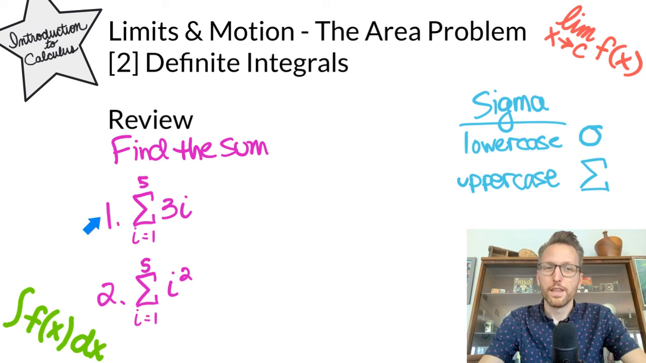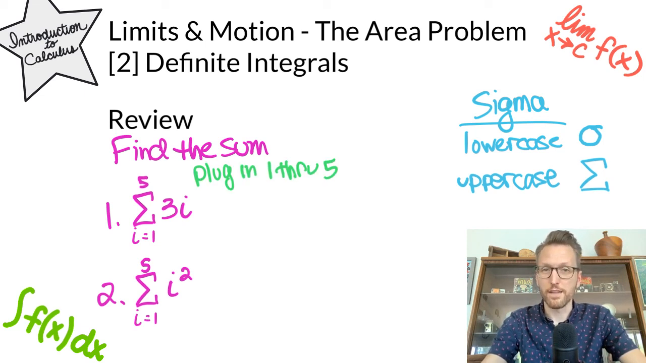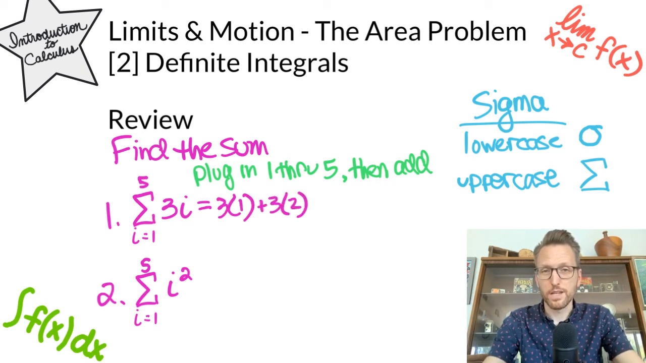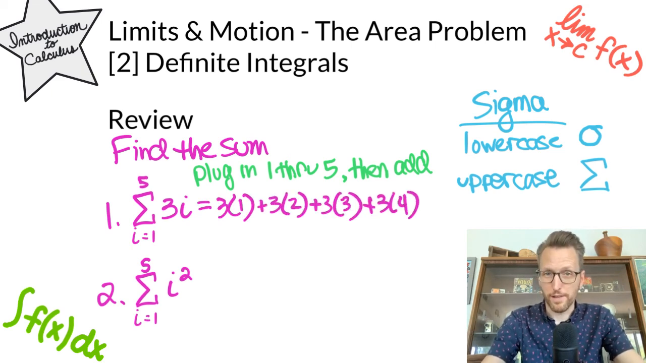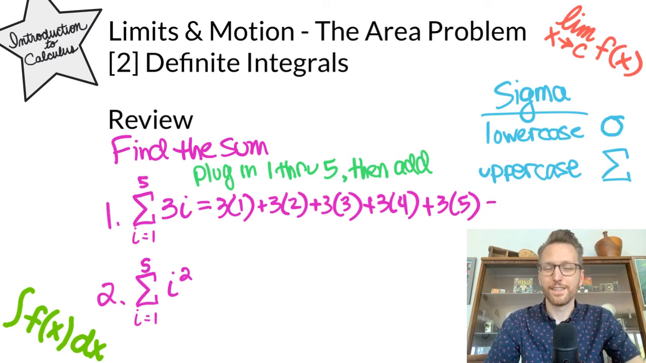So number 1, the Riemann sum from 1 to 5 of 3i. What that's telling us is to plug in 1, 2, 3, 4, and 5 in for i, and add up those 5 expressions. So we get 3 times 1 plus 3 times 2 plus 3 times 3 plus 3 times 4 plus 3 times 5. And that is equal to 45, which we could calculate in our heads, on paper, or on the calculator. There's even a shortcut on the TI-84 for Riemann sums.